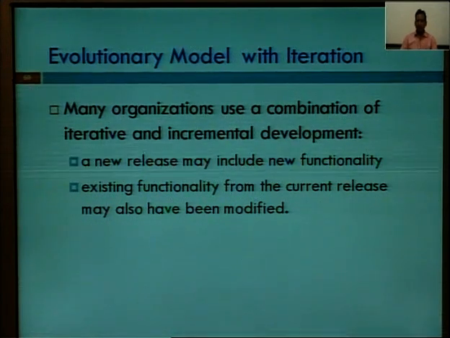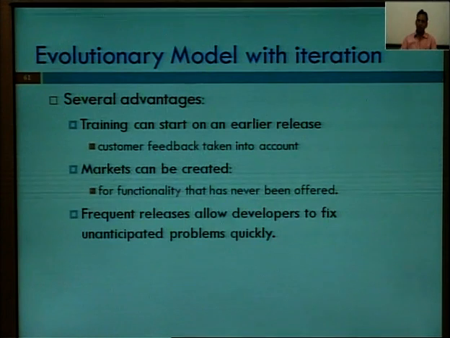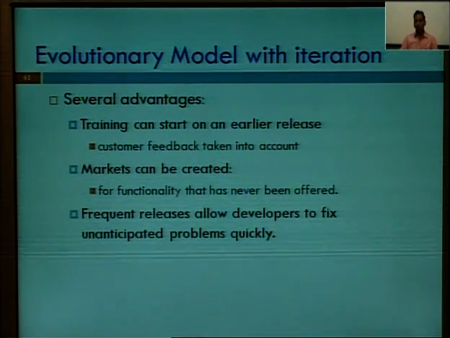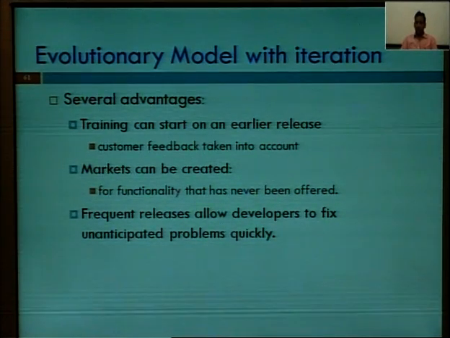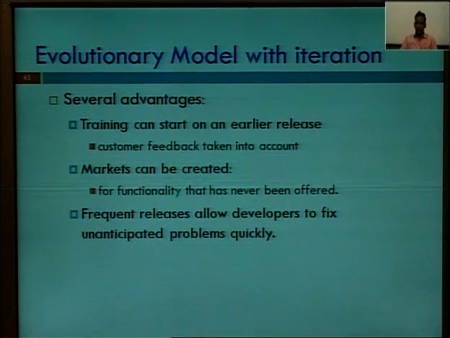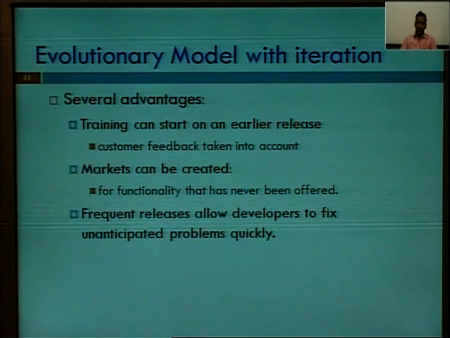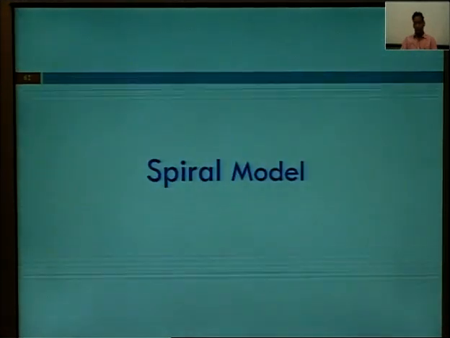In the evolutionary model, many organizations use a combination of iterative and incremental development. A new release may include new functionality, and existing functionality from the current release may also need to be modified. In the evolutionary model with iteration, the advantages are that training can start on the earlier release, a market can be created, and frequent releases allow the developer to fix unanticipated problems quickly.